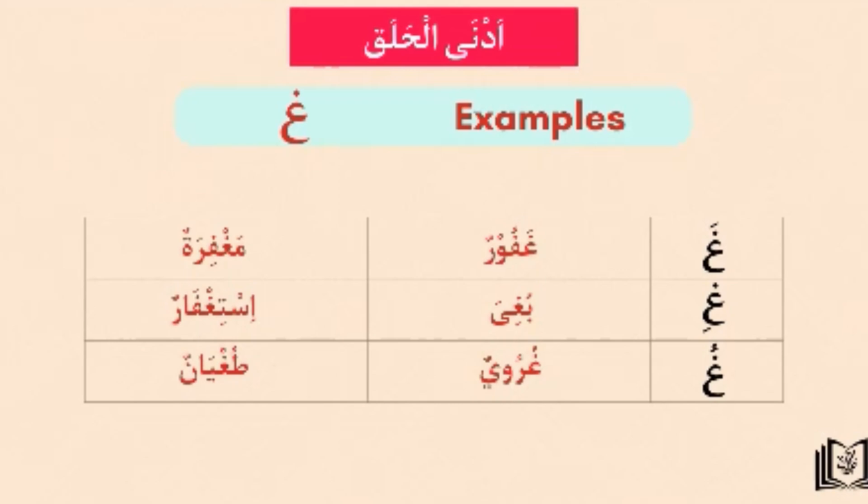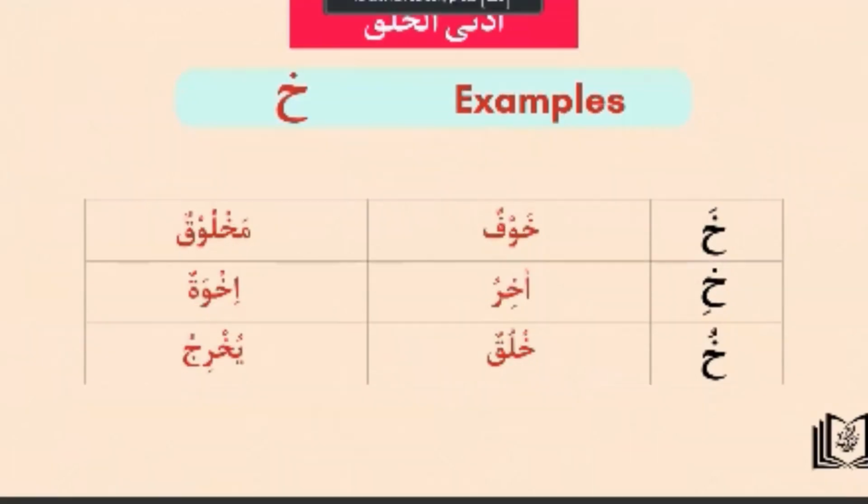So Ghain, you have to recite it from Adnal Halaq. But how will you recite? You should not say ghafurun, maghfiratun. That is wrong. Your tongue should not touch any part. When you're saying ghafurun wrongly, the inside part of the tongue touches the top throat. That is wrong. You have to say ghafurun, maghfiratun, bughya, istighfarun. Got it?